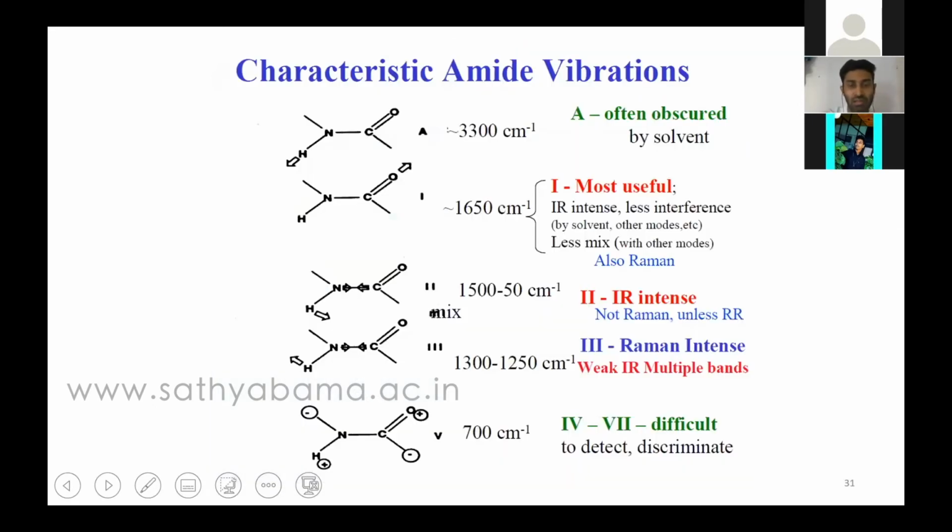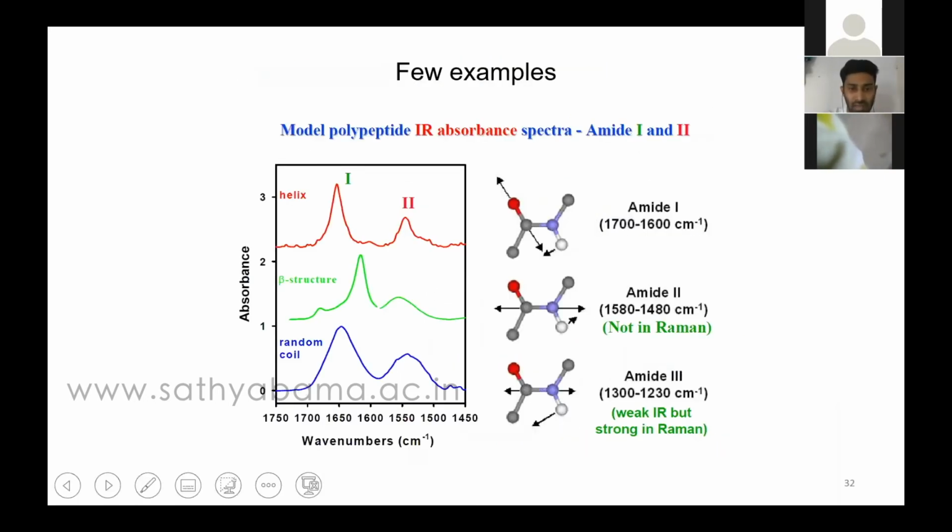And these are all the characteristic amide vibrations. It will be useful for biologists who are mostly working with proteins or enzymes, who will be looking for amide 1 and amide 2 groups, and Raman intense weak multiple bands. Okay, so this will be useful for them. And like I said, this is alpha helix, beta structures, random coils, amide 1, amide 2, and amide 3. So where you will get a peak. So this is just an example.